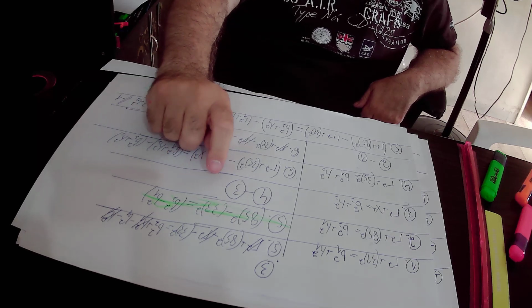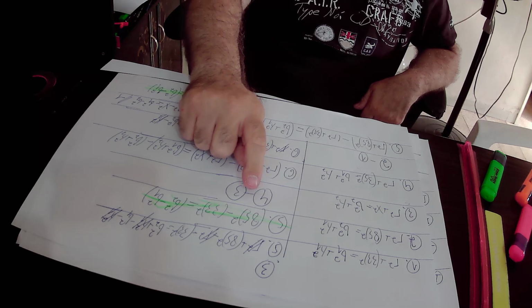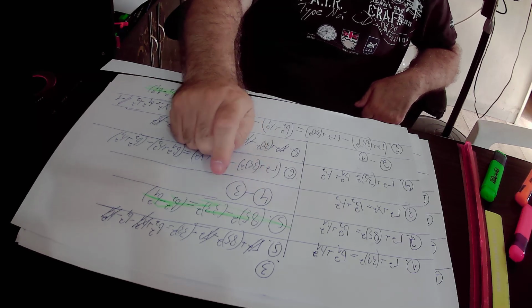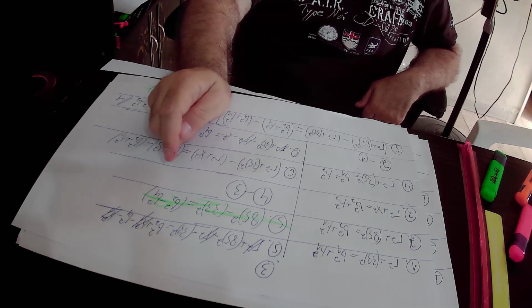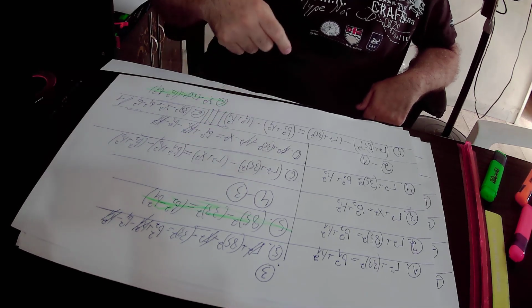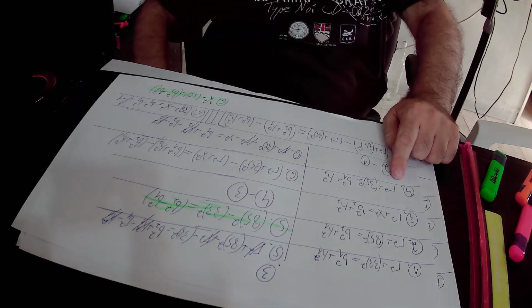What is left? On this side of equation number 5 we are left only with 85 square minus 33 square. That is equal to b2 square minus b1 square. Then we subtracted equation number 3 from equation number 4. So it is 4 minus 3.